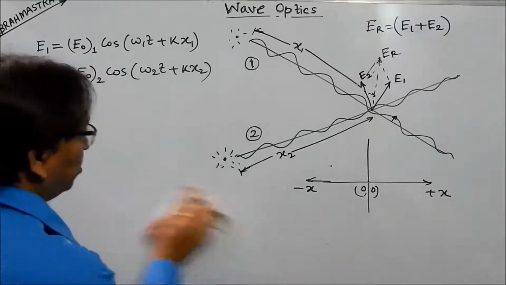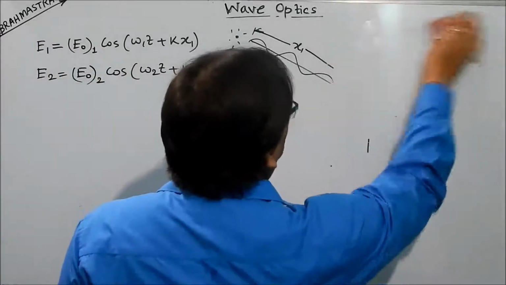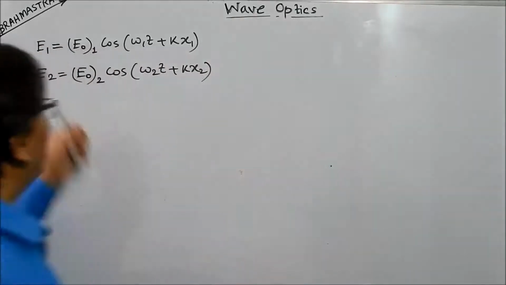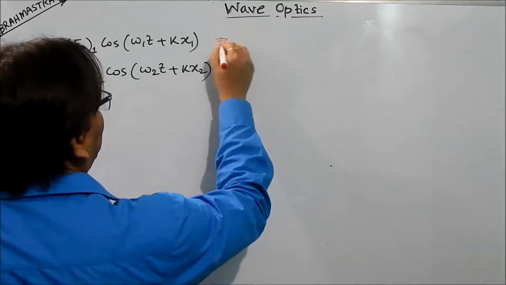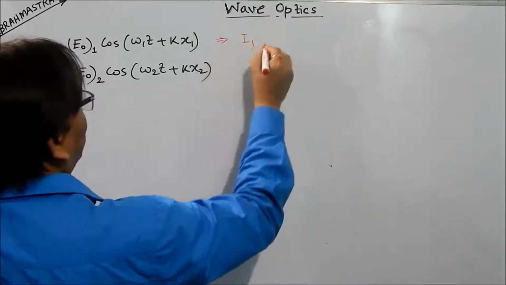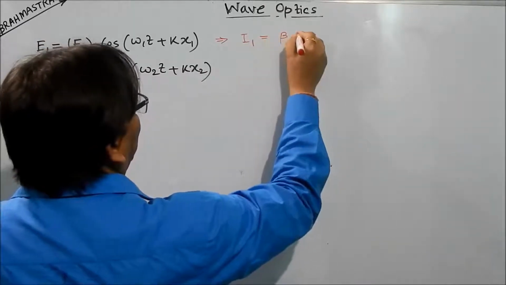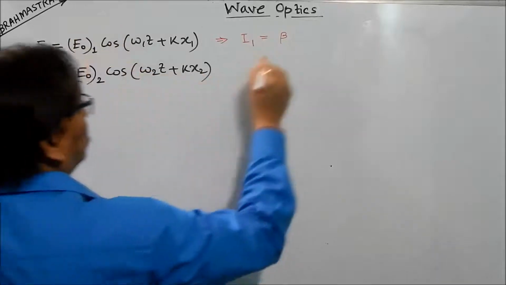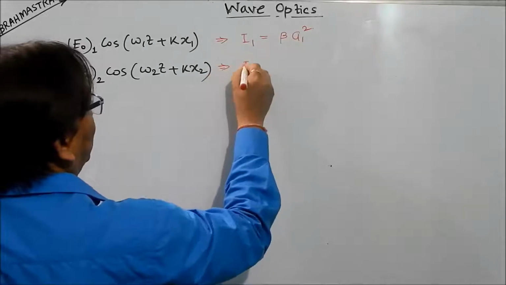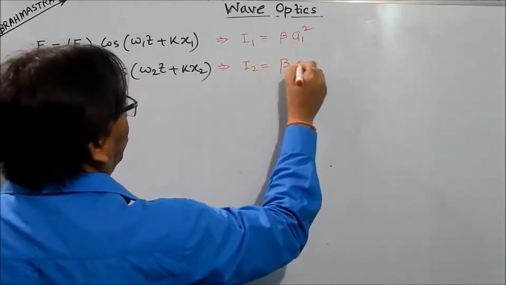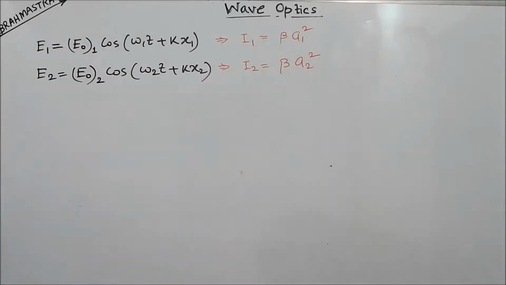What are the intensities of the individual waves? So these two are the equations, and this wave has intensity, say I1. This I1 is equal to beta, and I am writing the amplitude as A1, so this will be beta A1 square. This wave will have intensity I2, which is equal to beta A2 square. So this is the intensity of the individual waves.